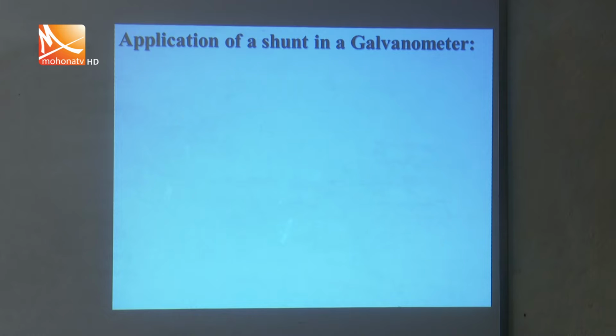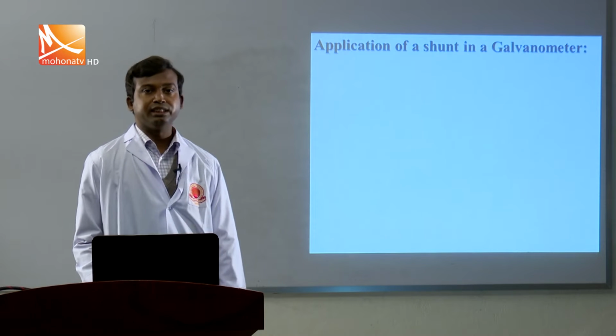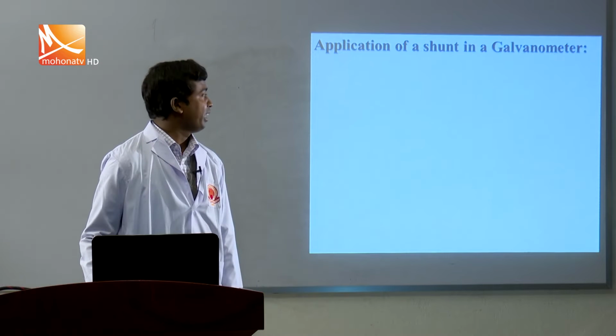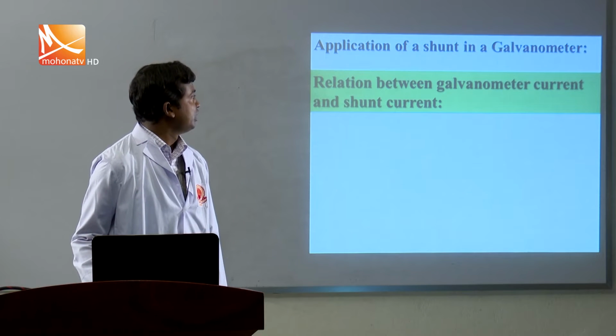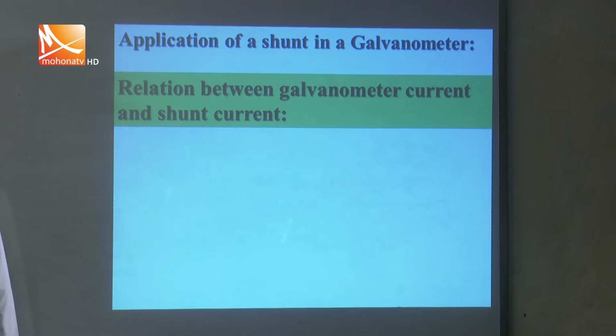Now, I am going to discuss the application of a shunt in a galvanometer, which I also mentioned in the definition of shunt. You know that a shunt is a resistance which is connected in parallel with the galvanometer. So, there must be a division of current between the galvanometer and the shunt.